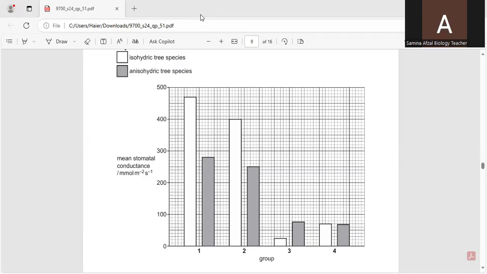The bars without color, or white color, are isohydric tree species. They show, and the bars with the color are anisohydric tree species. You can see almost the results are the same. You can see from here the stomatal conductance is highest in the first bar, and then it is decreasing. Now we move to the question.